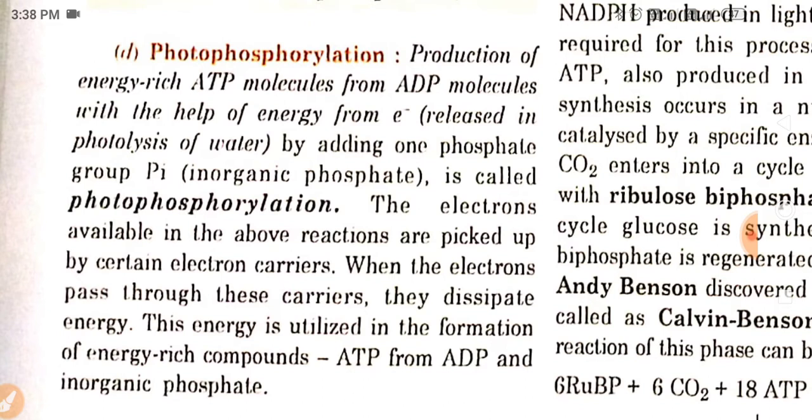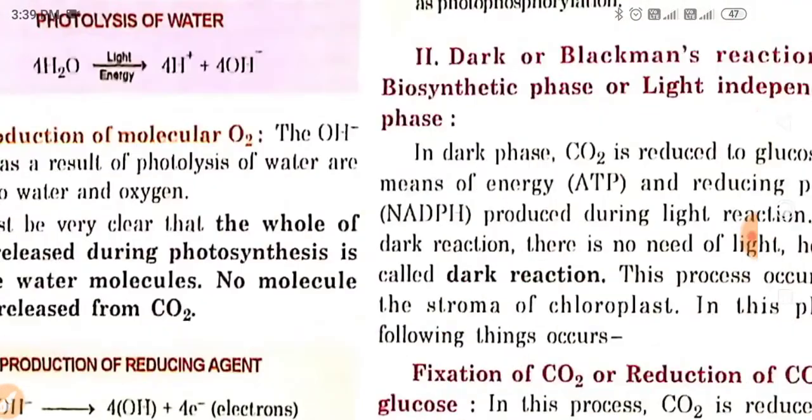The electrons available in the above reaction are picked up by certain electron carriers. So you can say that in this photophosphorylation, ATP molecules are produced. When the electrons pass through these carriers, they dissipate energy. This energy is utilized in the formation of the energy-rich compound ATP from ADP and inorganic phosphate.